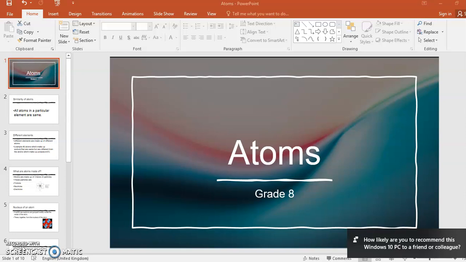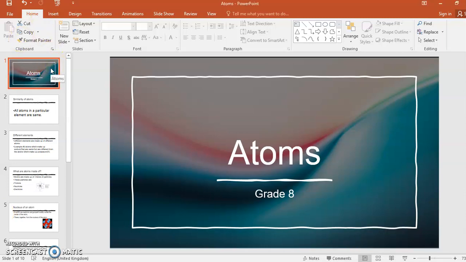Today we are going to start atoms. Already we have studied this topic in the purple book, but today we are going to start with our red book. Okay? Open page number 60 and 61 in your red course book. Let's start. Atoms.